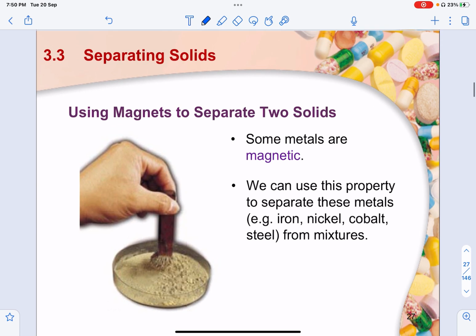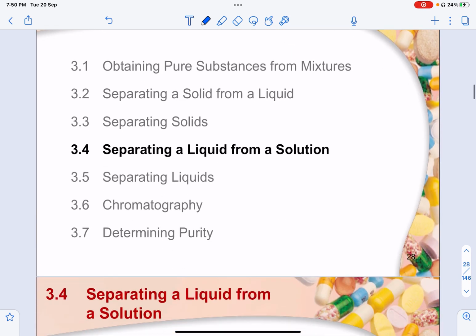We can use a magnet to separate two solids. For example, we have sand and maybe iron steel nails. How are we able to get the iron steel nails? We just use a magnet, because iron is a good magnetic material that can be attracted by the magnet. The iron nails can also be a magnet itself, and it's easier to separate.